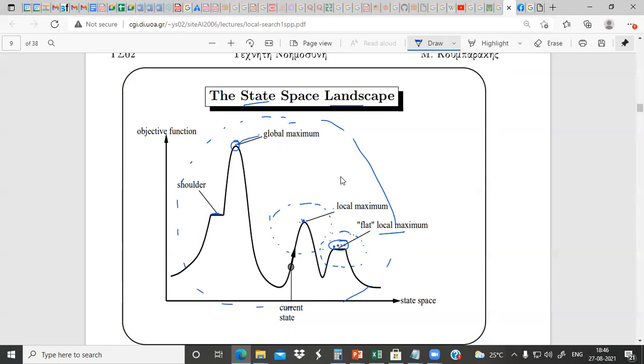But here that is not the case. Only one solution is at the top. Another solution may be here, another here. When you compare these solutions, this is better than this, and this is better than this. But in the flat, we have multiple solutions with the same value or score, and that point is also a peak in a limited area, so it is called a local maximum. This is called a shoulder. So what is the difference between a local maxima and a shoulder?